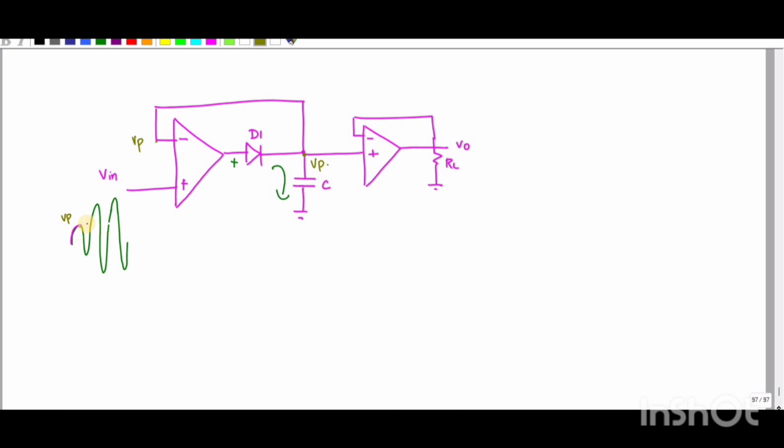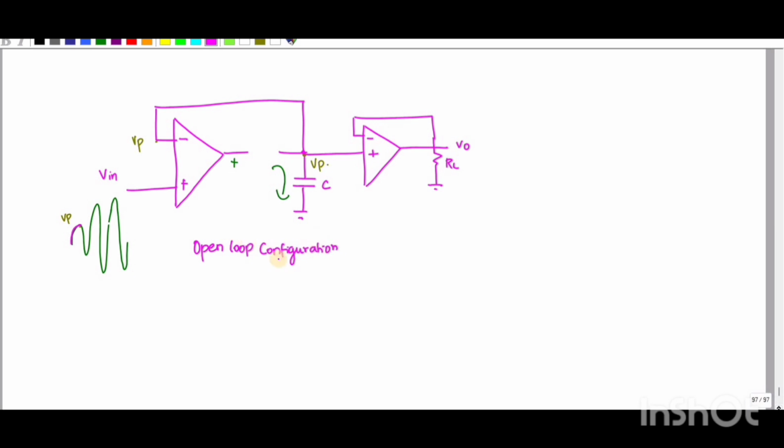Now, if the input value goes below this VP, so the plus becomes less than the negative value. Since it is positive, and more positive compared to this one, this circuit becomes open circuited. So you can see it will act as an open loop. It will operate in an open loop configuration.